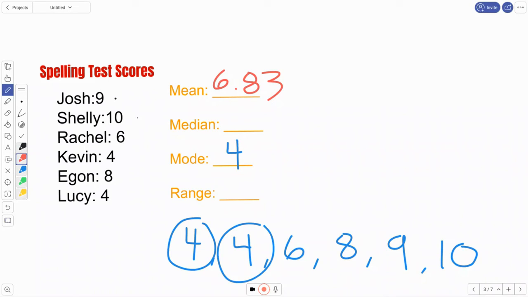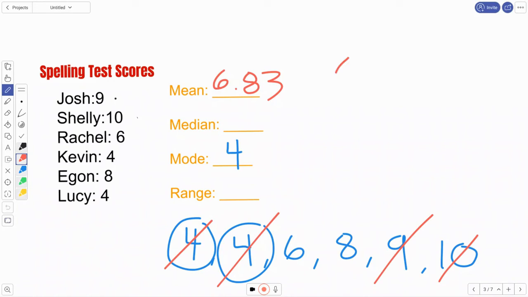The median now, we go from the top to the bottom, and we cross off a number in the front and a number in the back until we get to the middle. So I cross off the 4, cross off the 10, cross off another 4, cross off the 9. And now you notice I have an even number. So that means that I can't cross off the 6 and the 8, because if I did that, I wouldn't have a median number.